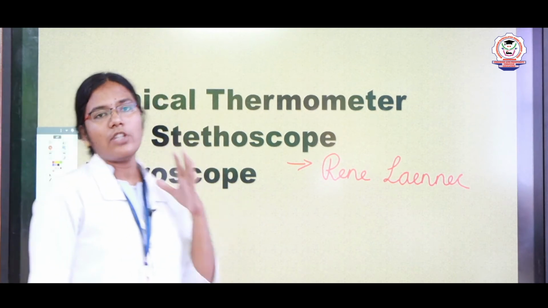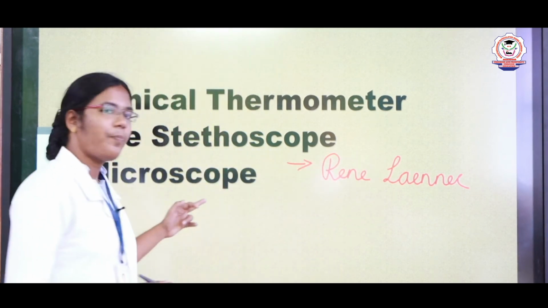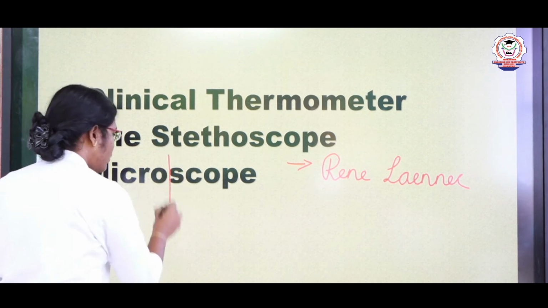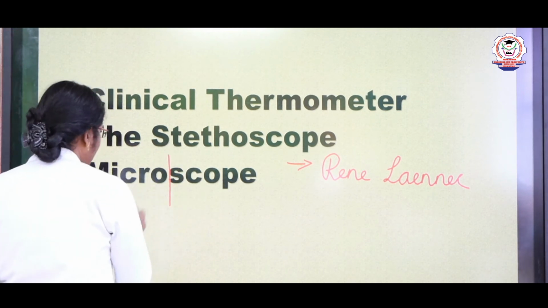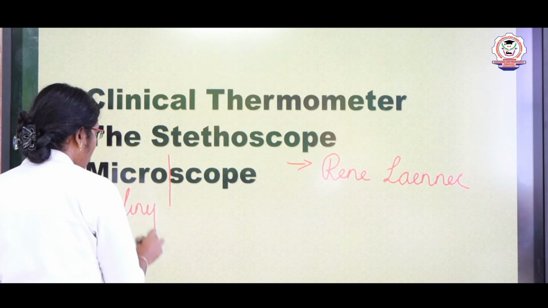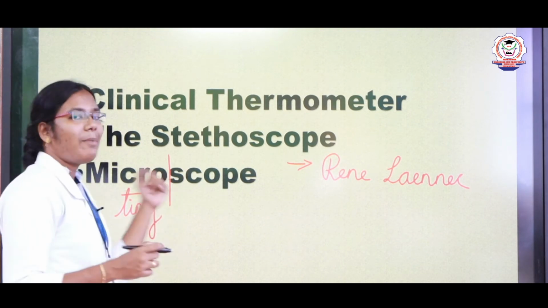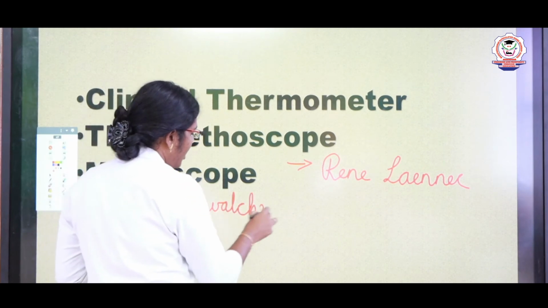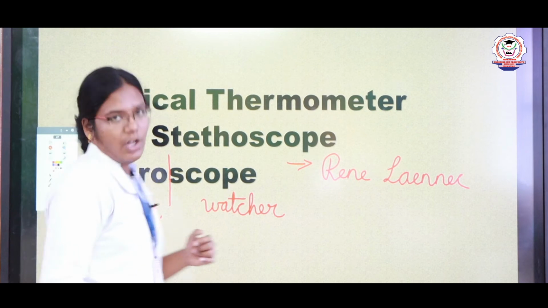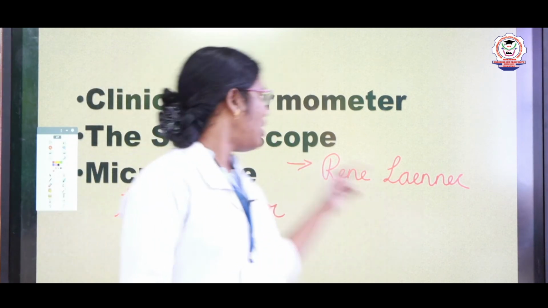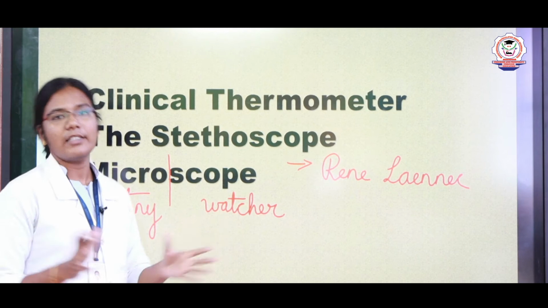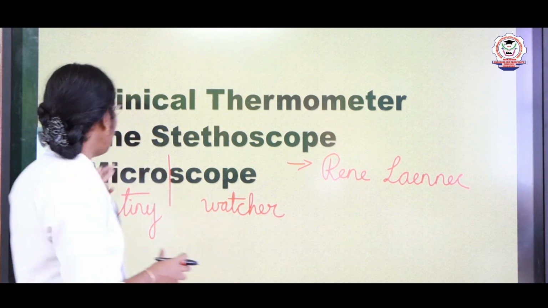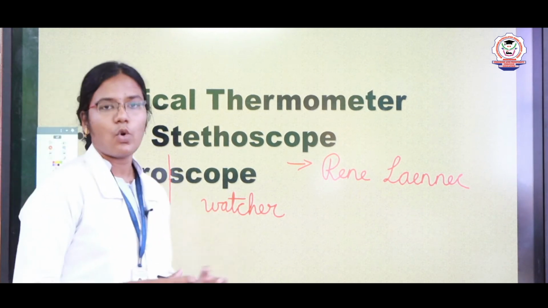The third instrument we are going to see is the microscope. Do you know the meaning of microscope? The word micro stands for tiny, and scope means a watcher. So in order to see tiny particles as well as small germs, we use a microscope.